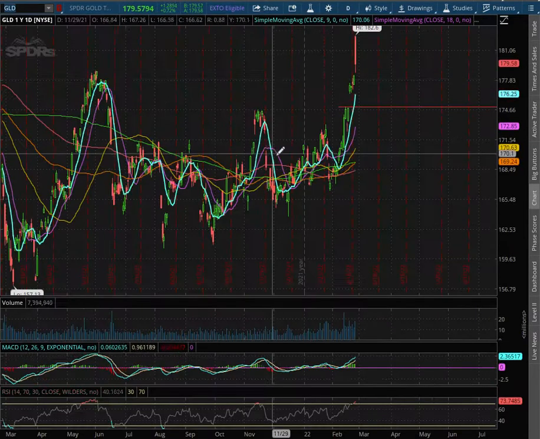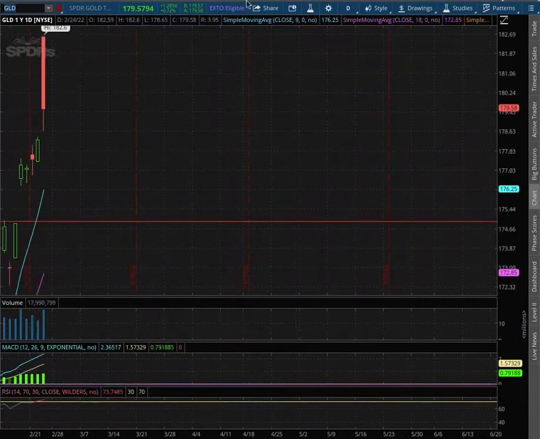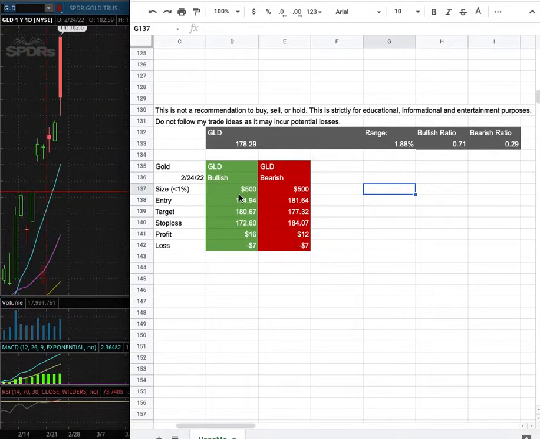As with the trade idea, I'll be trading GLD. My trade position size is less than 1% of my portfolio. My long entry is at $174.94, and that is this range here. My sell target for it is at $180.67.